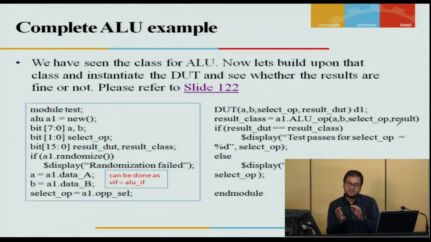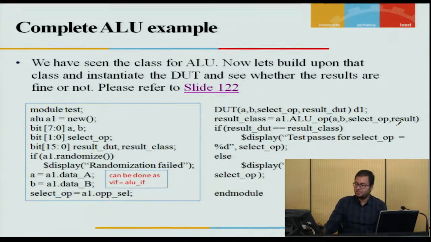Now if both these results are matching, then you can say okay, the DUT is behaving correctly. If they are not matching, then you can say okay, the DUT has some issues and it needs to be debugged. Okay. So after creating a handle of A1, we have just used A1.randomize, which will try to randomize based on the constraints written over it, and see if the randomization is successful or not. If it is not successful, we will display a randomization failed message. Otherwise, we can proceed. What we have done is that from the class, the data A and data B are fed to A and B.